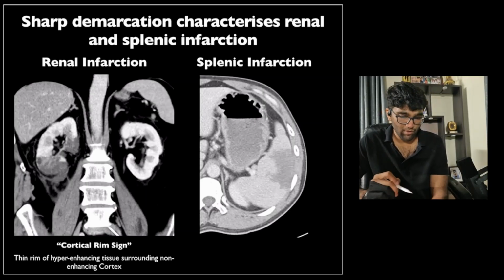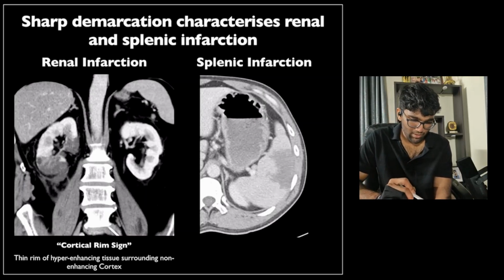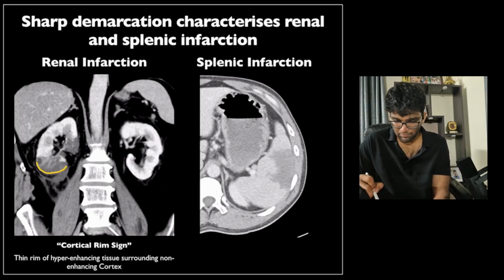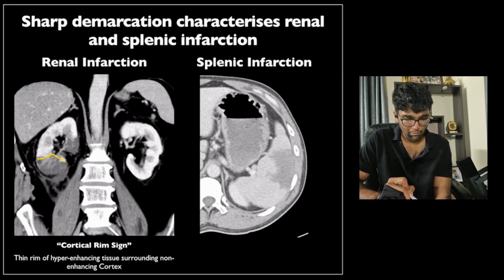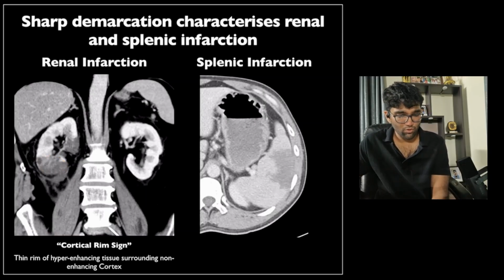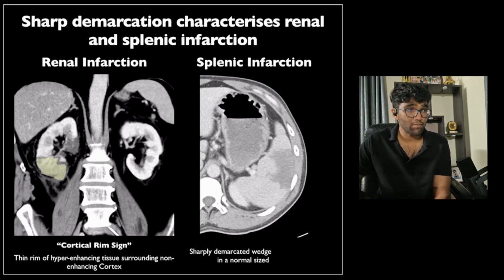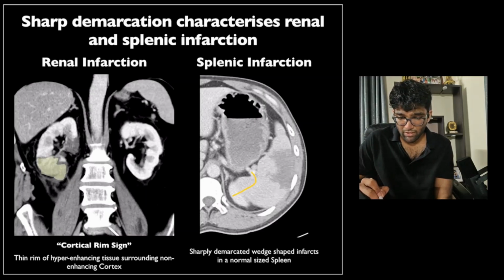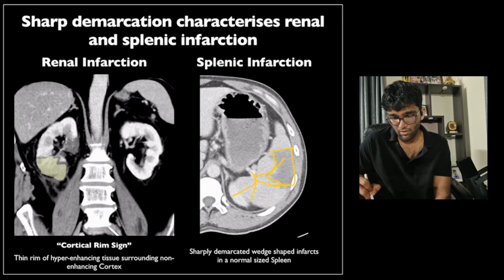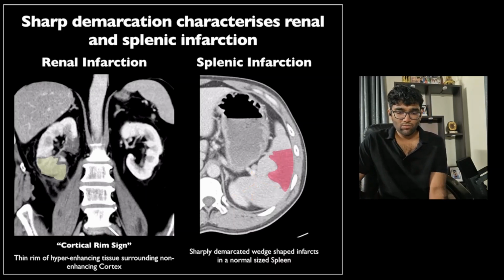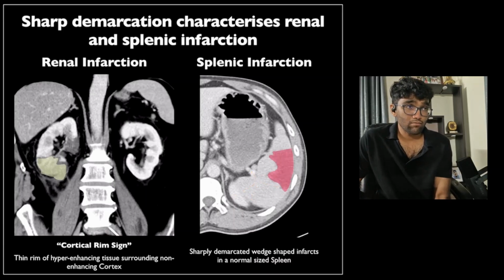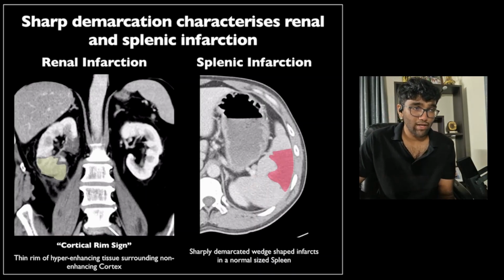This is a thin rim of hyperenhancement. It's very subtle, at least in the image that I'm showing, but there's a little bit of hyperenhancement in a rim here with a sharply demarcated area here. So this is what we call the cortical rim sign. In the case of a splenic infarct, this is just a wedge shaped infarct, again because the blood supply to the spleen comes like this. When one artery is gone, there will be a wedge shaped infarct reaching up to the subcapsular area of the spleen. And we've discussed what the clinical relevance of all of this is, what evaluation would be required and what evaluation would not be required.